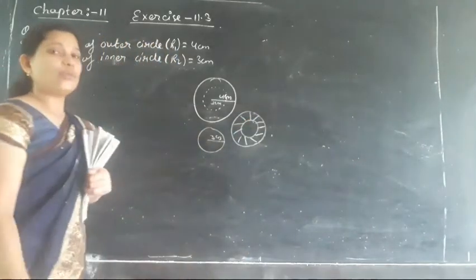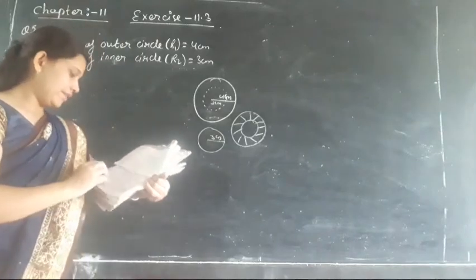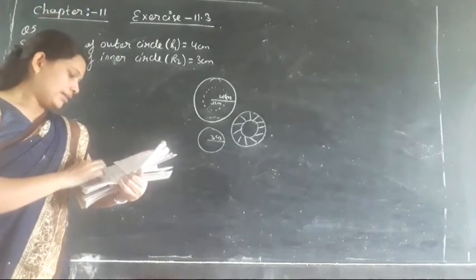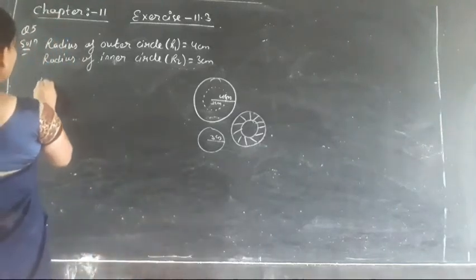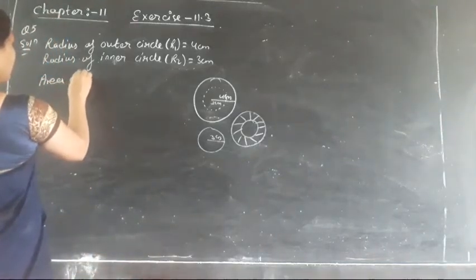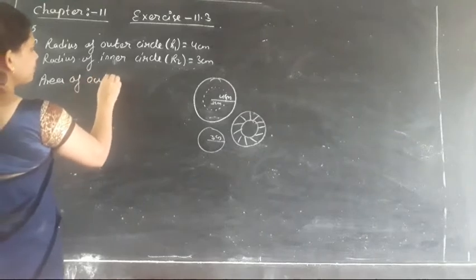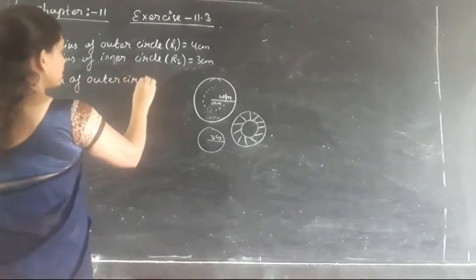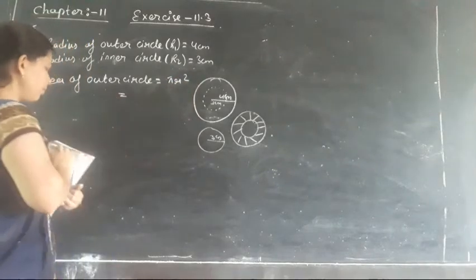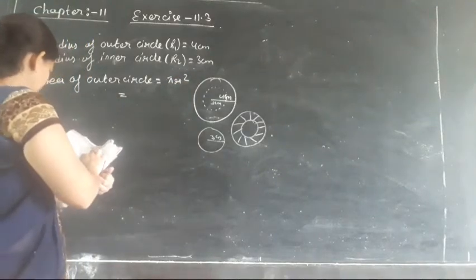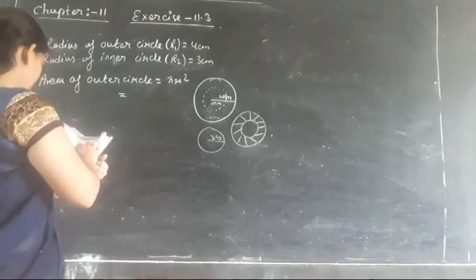We have to find how much area is remaining there. Find the remaining area. Now, first of all, what we are going to do, we are going to take the area of the outer circle. So the area of a circle is equal to pi r square. So the pi value here, according to the question, it is given inside the bracket.